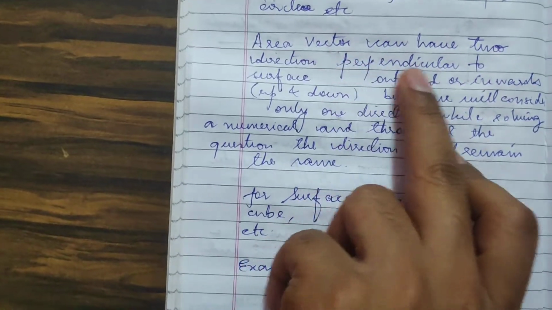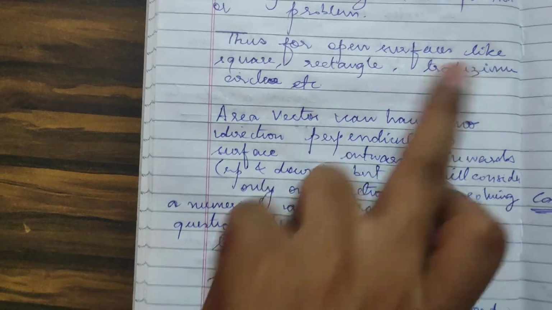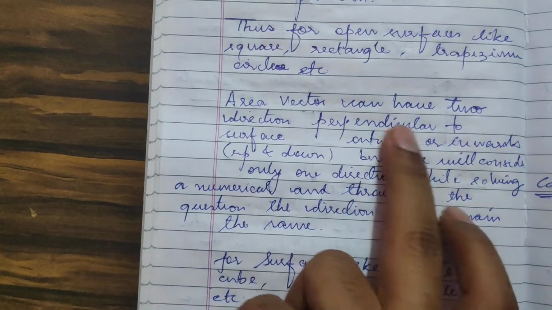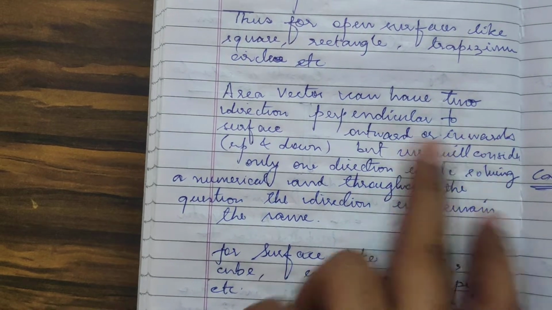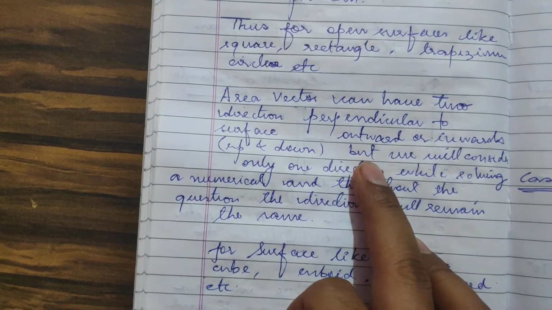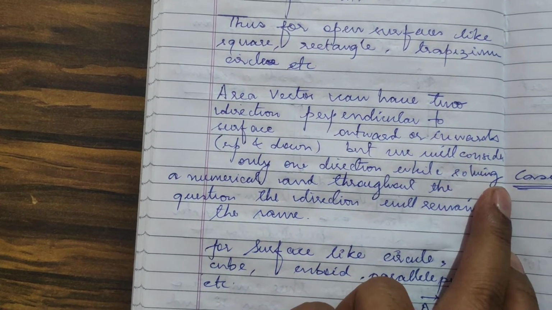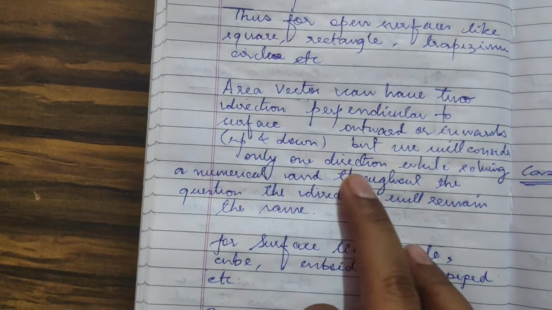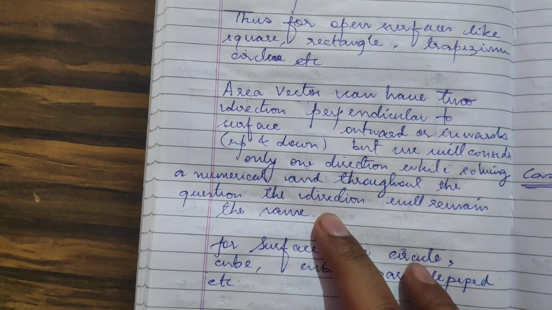So area vector can have two directions. For open surfaces, area vector can have two directions perpendicular to the surface, outwards or inwards, either up or down. But we will consider only one direction while solving a numerical, and throughout the question the direction will remain the same.